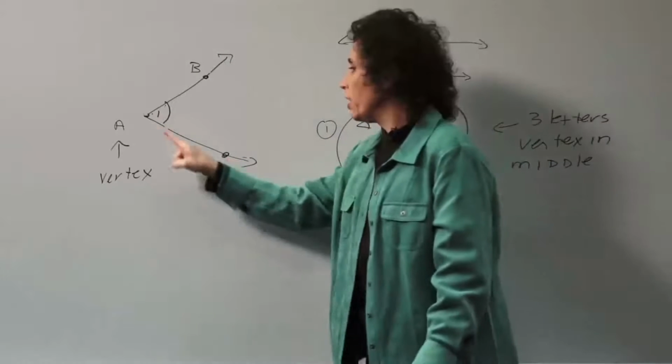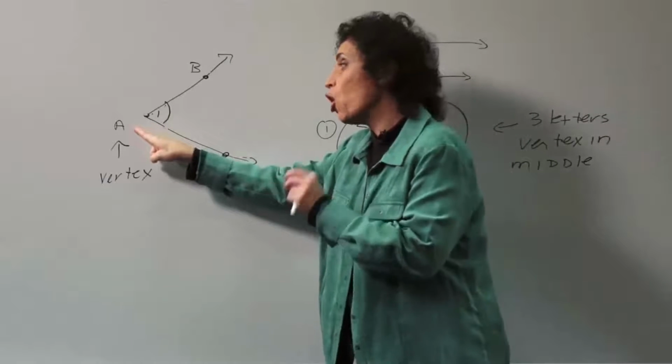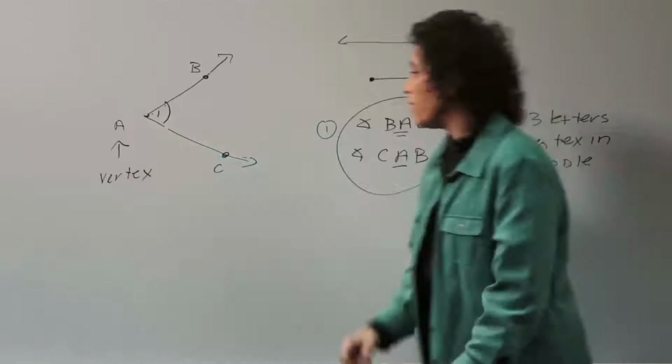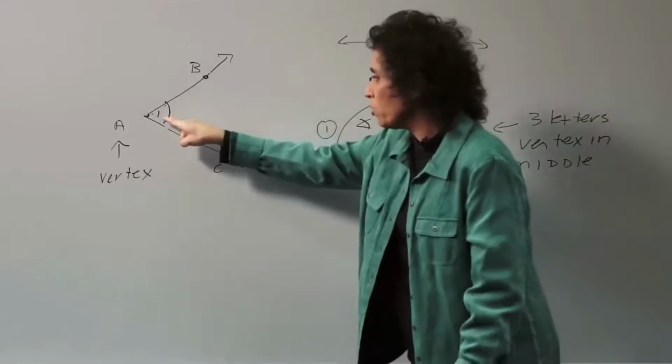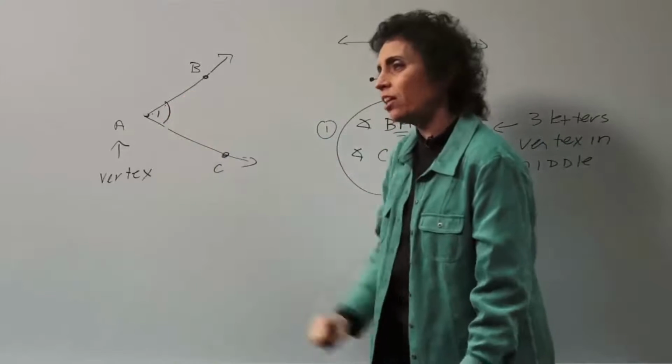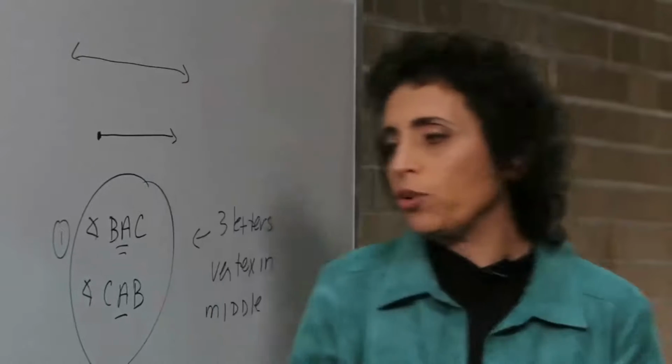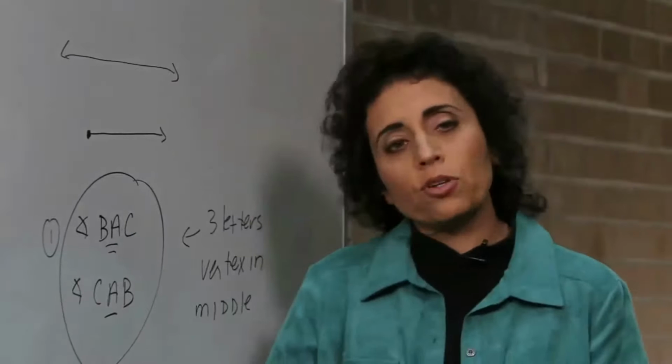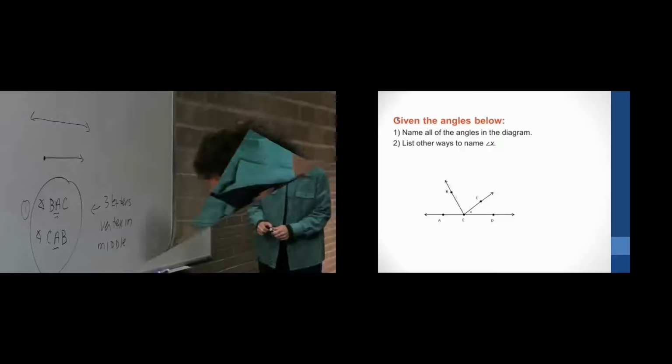Another way is just the vertex itself, but remember, only when there's one angle there. And the third way is to either have a little number or a little letter inside the angle itself. So those are the 3 ways you can show an angle, name an angle. So let's take a look at the next problem.